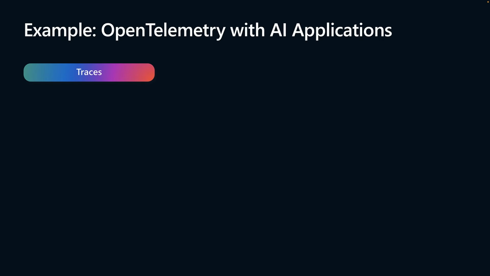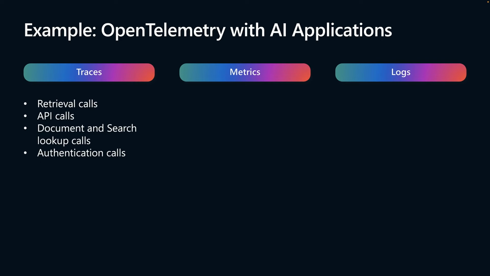Okay, so let's look at some specifics for OpenTelemetry with a RAG application in AI. So the traces would be the retrieval calls, the API calls to the LLM, document search lookup calls, and also any authentication. Each of those different components could possibly go wrong in different ways. So go wrong could be there was a system error, you got back an API error, or a search lookup could fail because it doesn't return any results, for example, or authentication could fail because somebody doesn't actually have permission or shouldn't have permission to do something. So each of those should be a trace, and you can connect them together with OpenTelemetry.